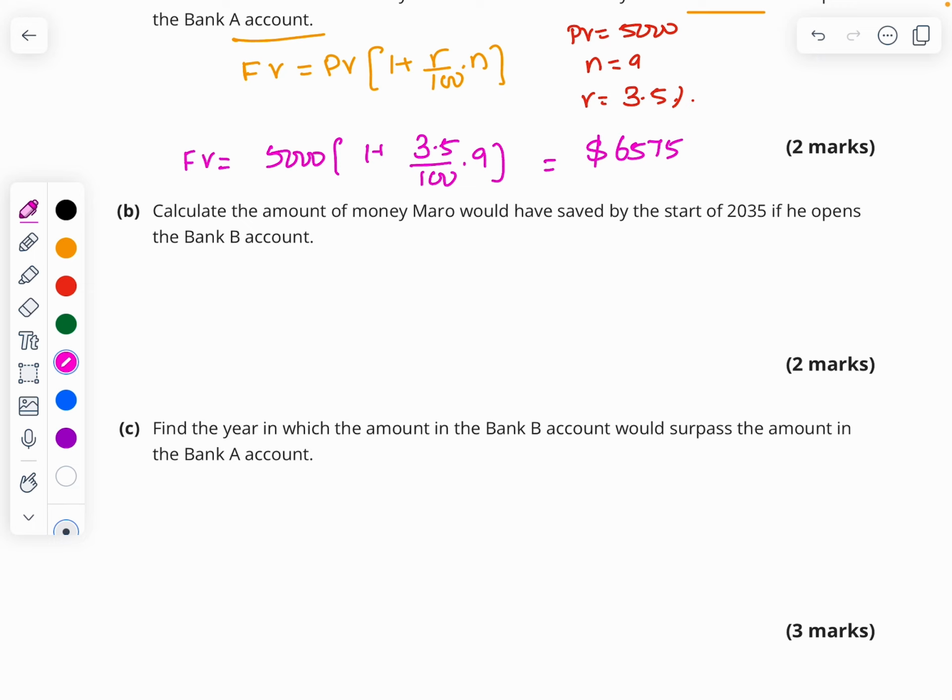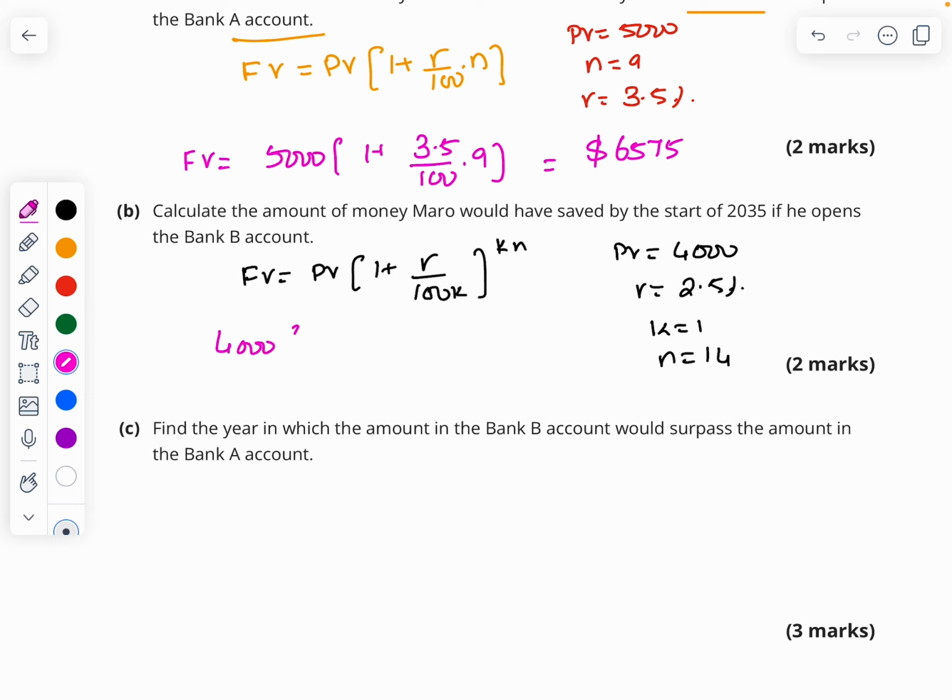Calculate the amount of money Maro would have saved by the start of 2035 if he opens an account in Bank B. Again the formula is future value equals PV times 1 plus R upon 100K, whole to the power of Kn. Given PV equals 4,000, R equals 2.5%, K equals 1 because it is compounded annually, and N equals 14. Substituting, you get 4,000 times 1 plus 2.5 upon 100 times 1, whole to the power of 1 times 14.